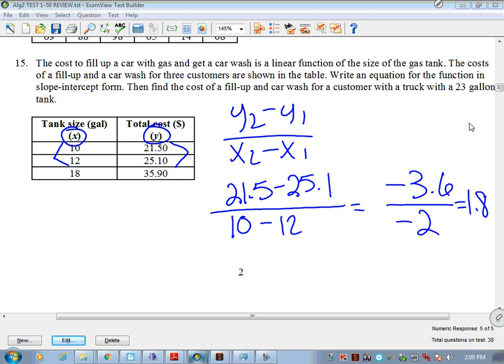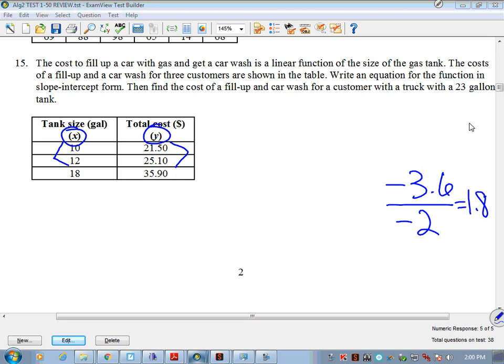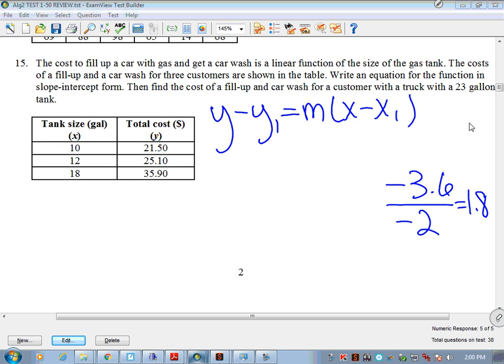I'm going to erase this information here; if you need it, you can always go back and rewrite that down. The next thing I'm going to use is the point-slope formula, which is y minus y1 equals m times x minus x1. In this case, I'm only going to use one coordinate. I like the way coordinate number 1 looks.